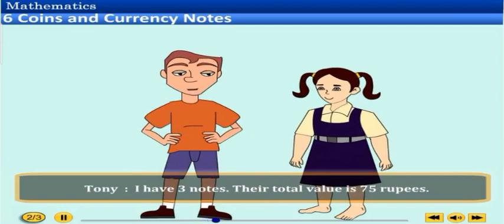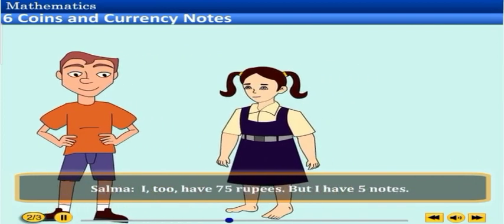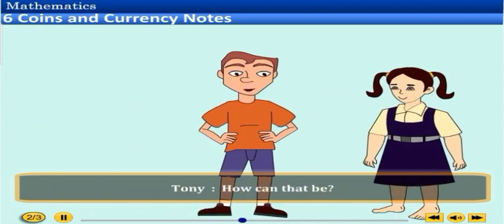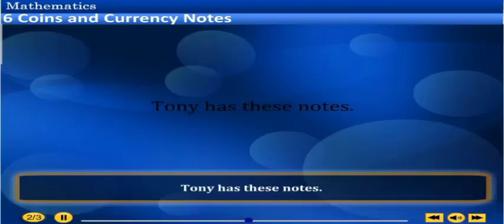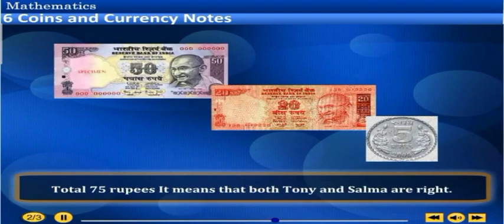Tony, I have 3 notes. Their total value is 75 rupees. Salma, I too have 75 rupees, but I have 5 notes. Tony, how can that be? Tony has these notes. Total 75 rupees. And Salma has these notes.